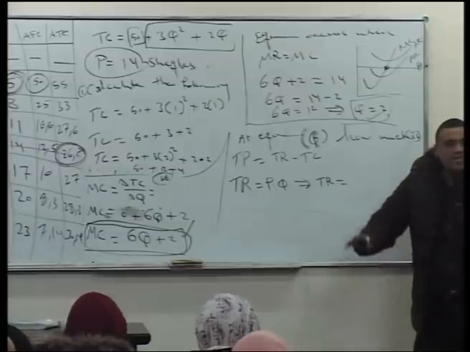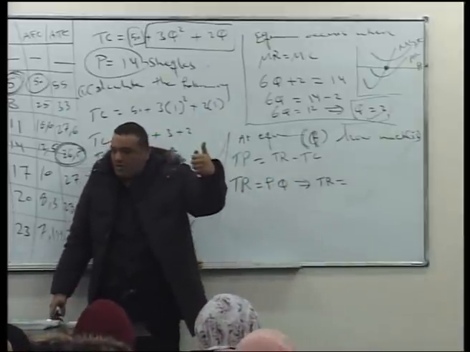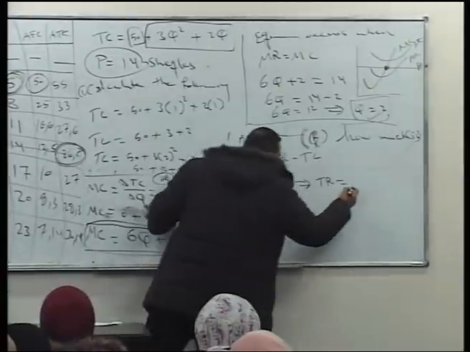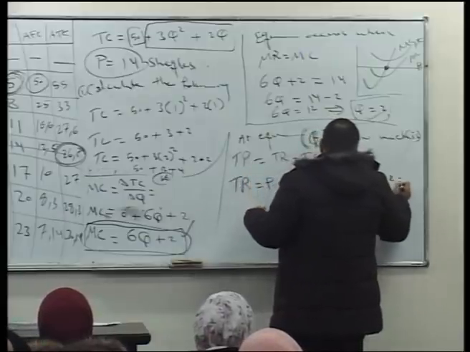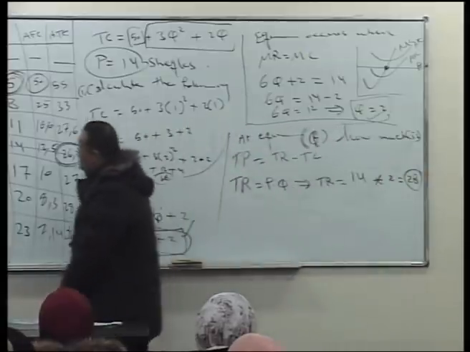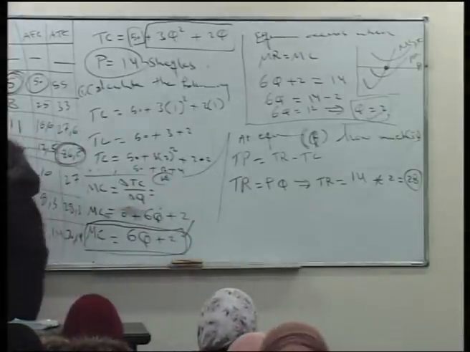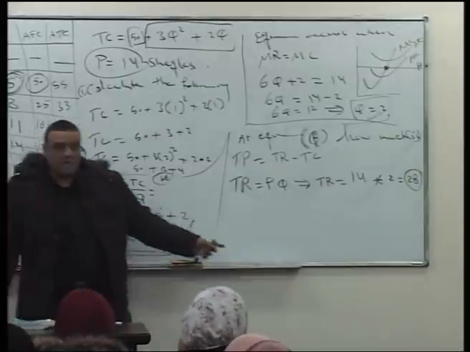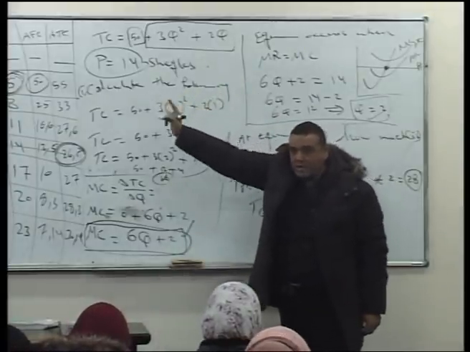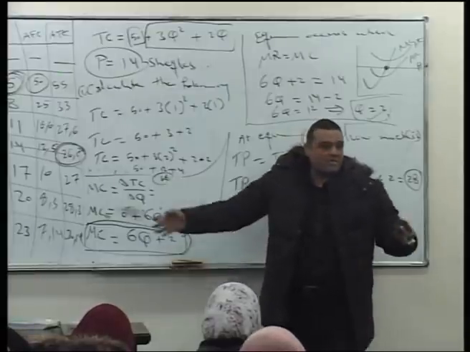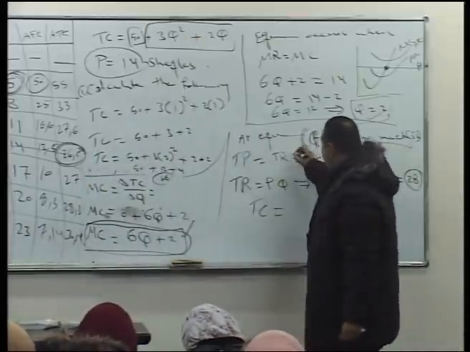If the table isn't possible, let's see it with the equations. Let's see total revenue equals the price, which is 14, times quantity 2, equals 28. This is total revenue. Did you see? Total cost, how much? Try to find total profits, which equals total revenue minus total cost. How much is the total profits?